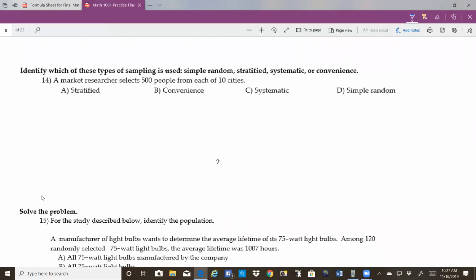What is the type of sampling we're using here? Whether it's simple random, stratified, systematic, or convenience. A market researcher selects 500 people from each of 10 cities. This would be stratified sampling.